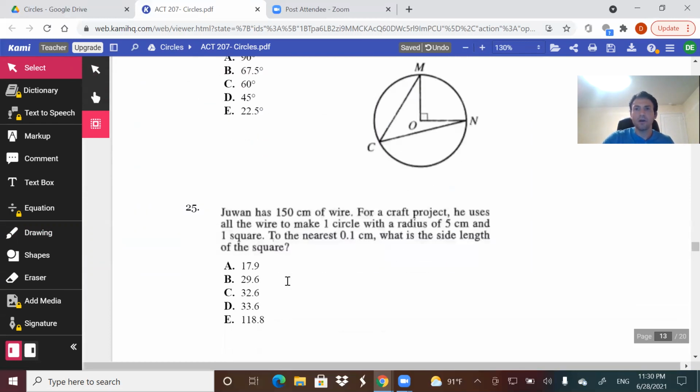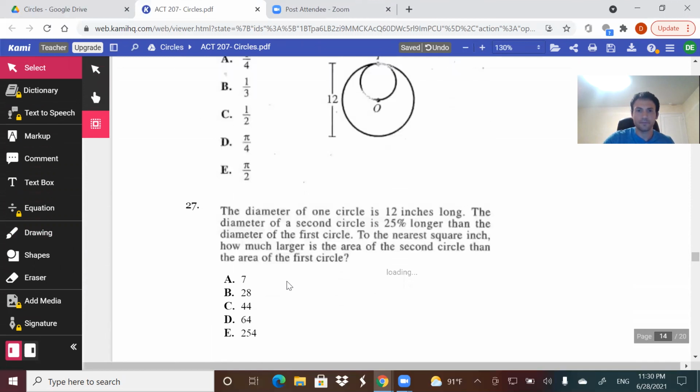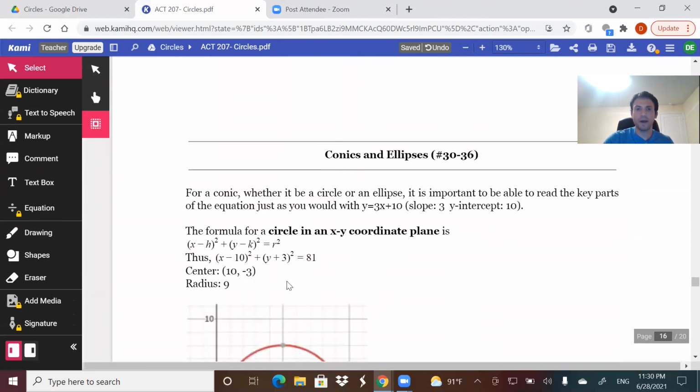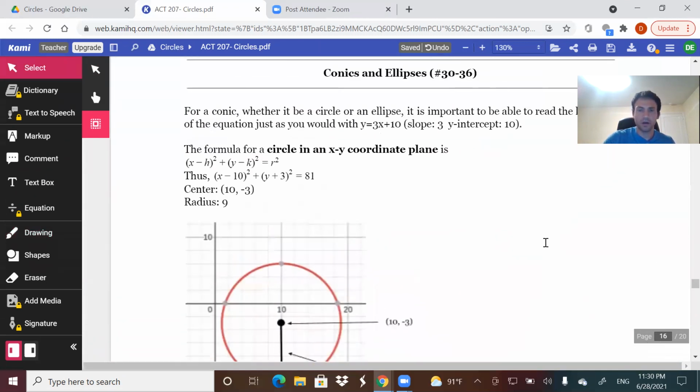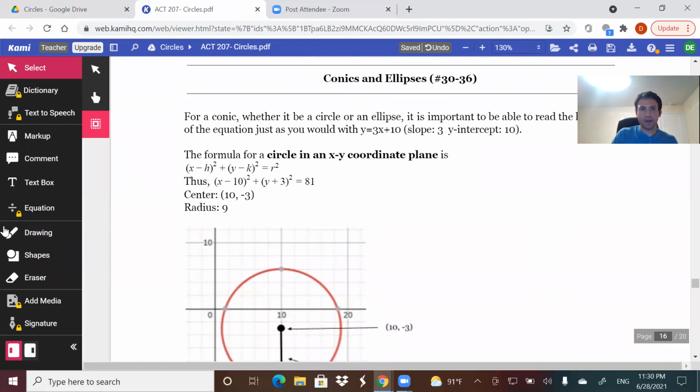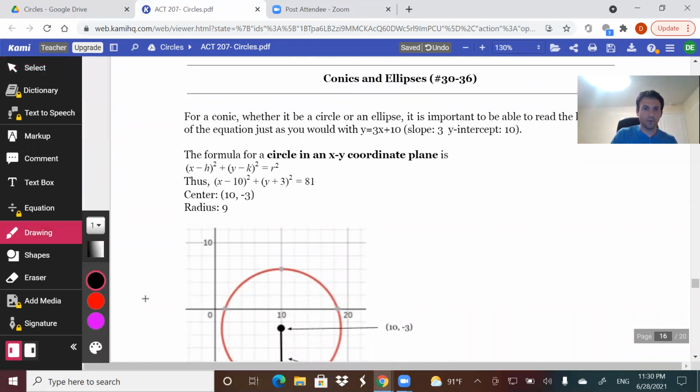All right, so let's kind of move on. Let's talk about conics here. So you're going to get one of these problems a test. They're fairly straightforward once you know these two equations.